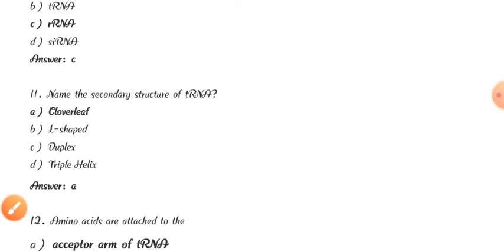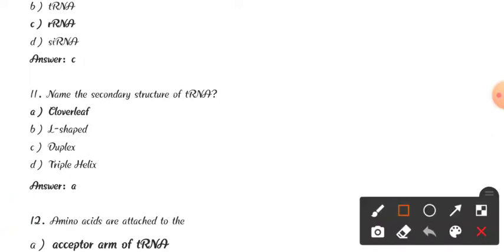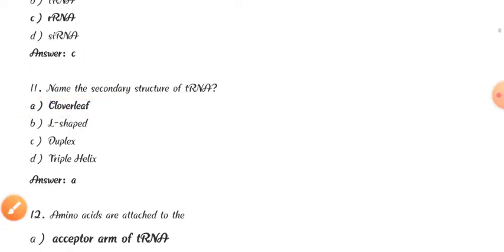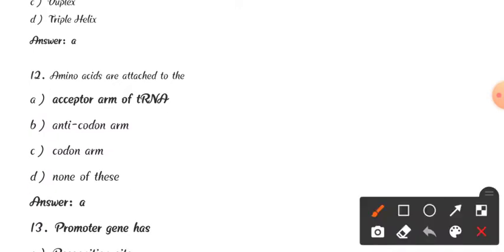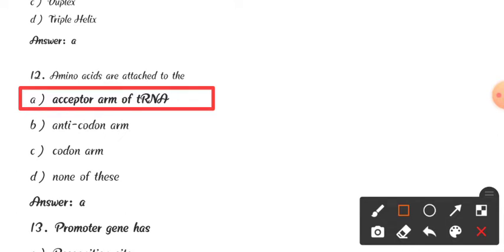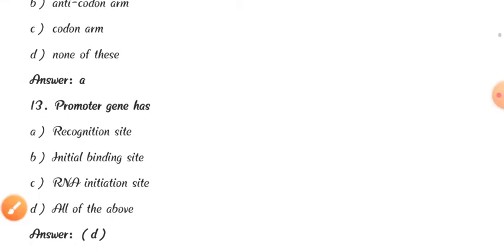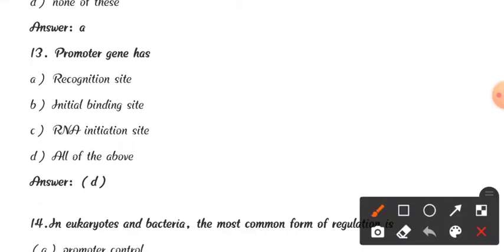Now question number 11, the name of the secondary structure of tRNA is, that is the cloverleaf. Okay, so option A cloverleaf is the correct answer friends. Now next question, question number 12, amino acids are attached to the acceptor arm of tRNA is the correct answer. Amino acids are attached to the acceptor arm of tRNA. Now next question, question number 13, promoter genes have, that is recognition sites, initiation binding sites and RNA initiation site. So friends, option D all of the above is the correct answer.